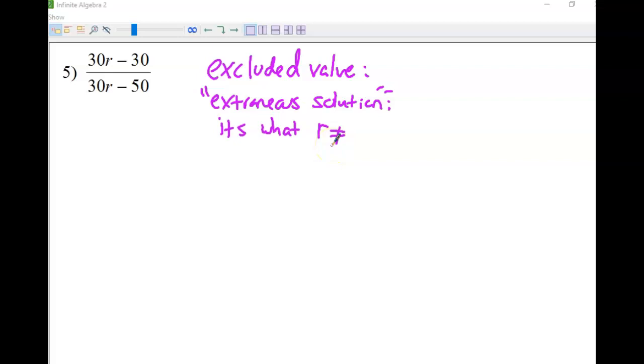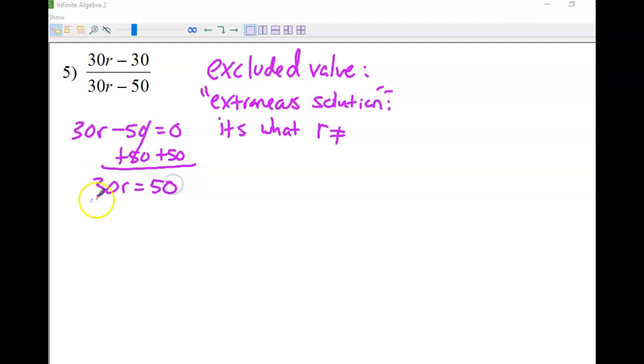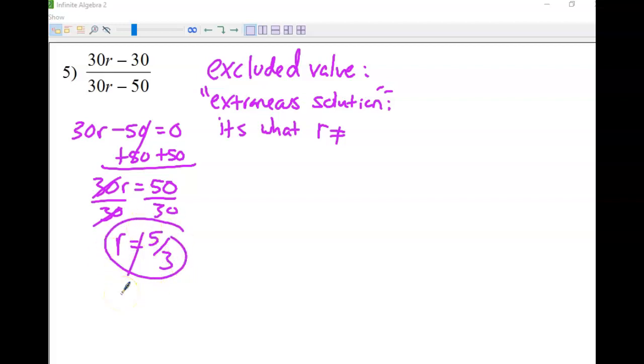The way that you find what r cannot equal is you take the denominator and you set it equal to 0. Or you could factor it to do it as well. This one's pretty easy just to solve, though. So r cannot equal 5/3 because the denominator cannot equal 0. So that's what we call an excluded value. It would also be considered an extraneous solution.